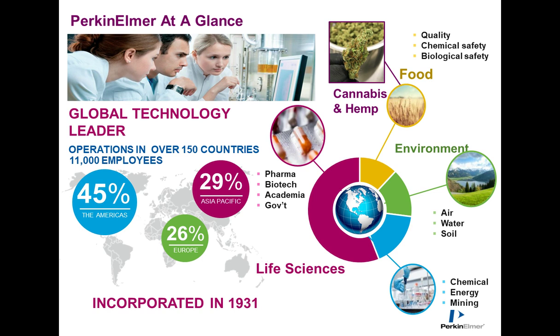For those that don't know PerkinElmer yet, we are a U.S. company with over 11,000 employees around the globe. We're 87 years old, and we have a significant amount of activity in cannabis and hemp under our food division, where we look at the human and environmental science around these applications.